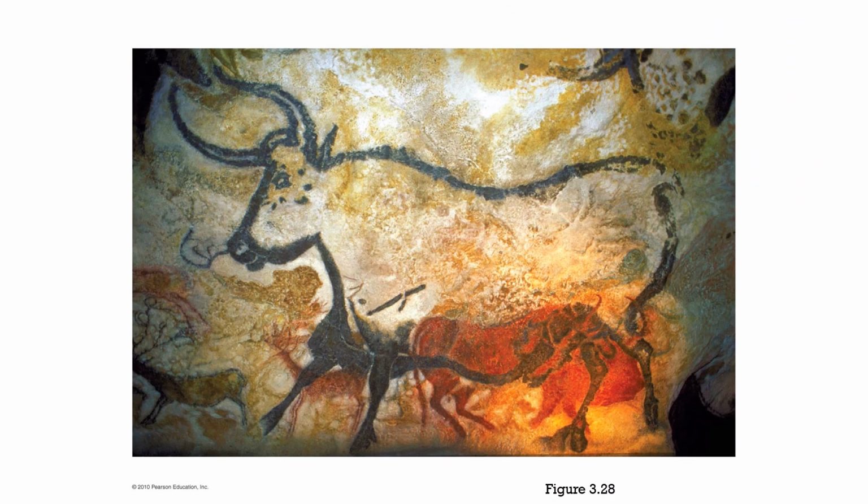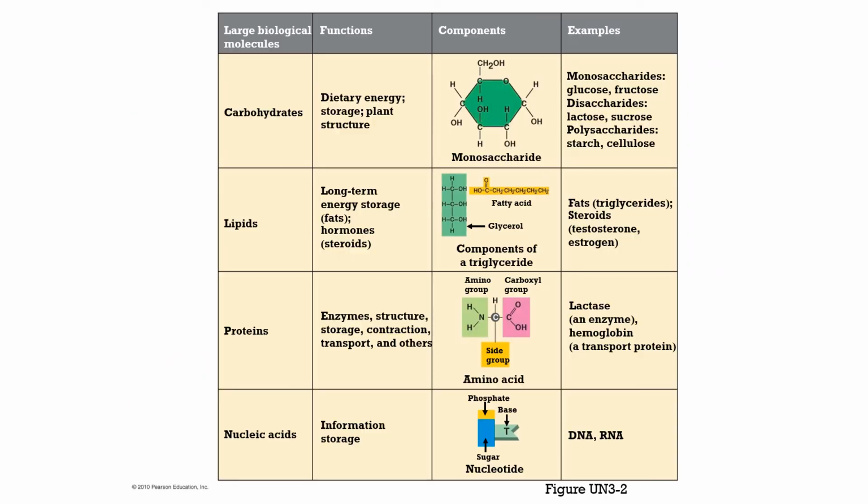These are thousands of years old, but the significance of our ancestors painting these on the wall shows that cows and other types of livestock were becoming very important to their lifestyles. This is a final table that summarizes a lot of what we just talked about. It goes over the large biological molecules, the functions, and the different components of them and examples.